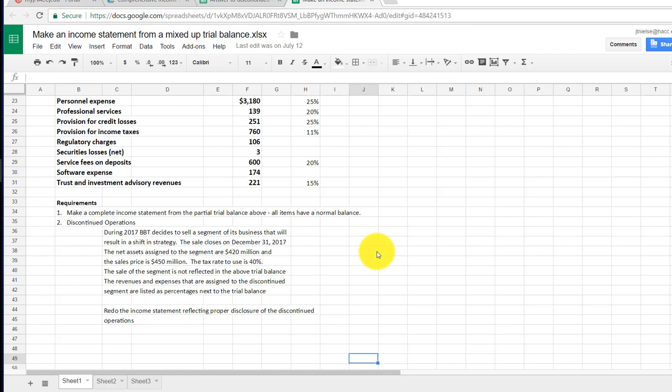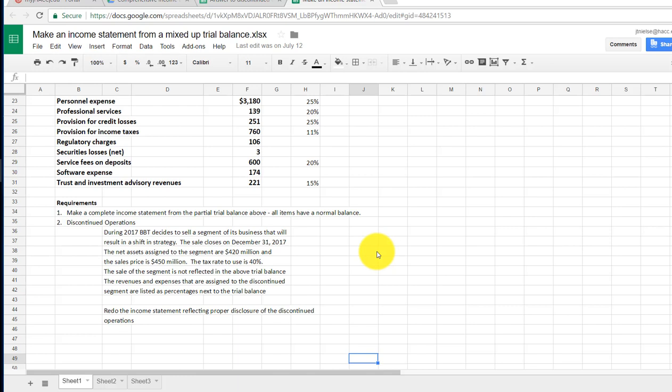They sold the segment of the business that will result in a shift in strategy, and as indicated in the codification, that is sufficient for there to be a discontinued operation disclosure. So that means that's what we are dealing with. The sale closes on December 31st, 2017, so we'll record it in 2017. Net assets are $420, sales price is $450, so the actual sale is going to be a gain of $30.